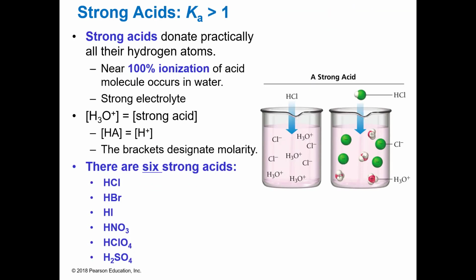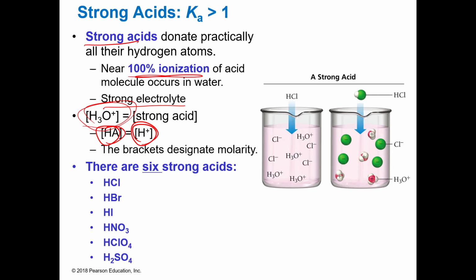So a strong acid is going to have a Ka, an equilibrium constant basically, greater than 1. Since strong acids donate almost all of their hydrogen atoms and have 100% ionization, they are going to be a strong electrolyte. So you're going to have a high concentration of your H3O plus. And so when you're figuring out how much H plus you produce when you put it in water, it's going to be the same as what you started with.